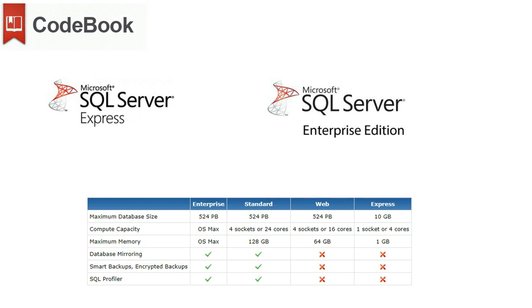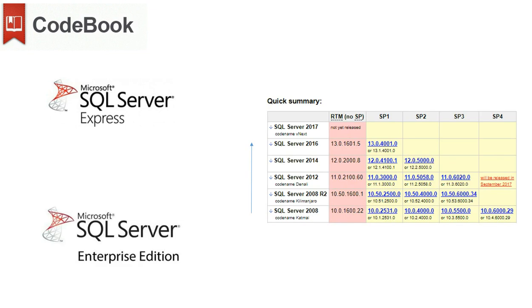Typically, the database sizes CodeBook deals with are well under 400 megabytes per database, so this falls within the scope of SQL Server Express. It is important to note that SQL Server Express has no inbuilt backup procedures, so this will need to be done in addition to the software. CodeBook supports SQL Server Express from 2008 right through to 2016.